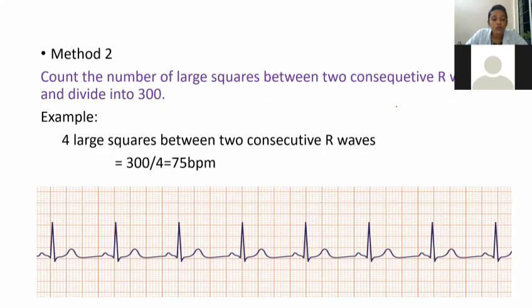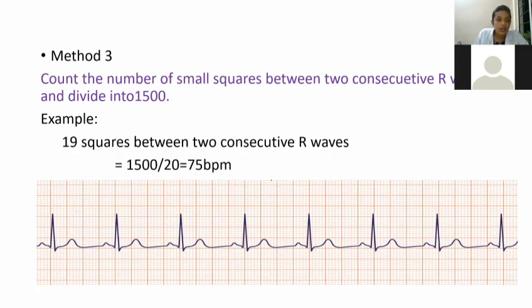Next, method 2: count the number of large squares between two consecutive R waves and divide into 300. Between each R wave, we have to count how many large boxes are present. This is a regular rhythm, so there will be the same number of boxes between each R wave. We can count 4 large boxes between each R wave, and it is the same for all waves. So 300 divided by 4 gives 75 beats per minute. This is method 2.